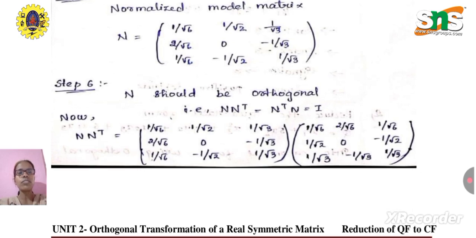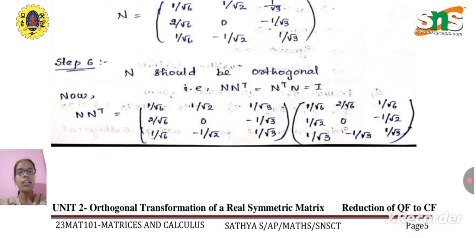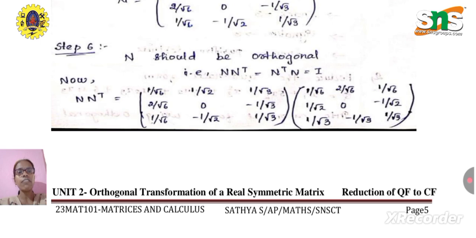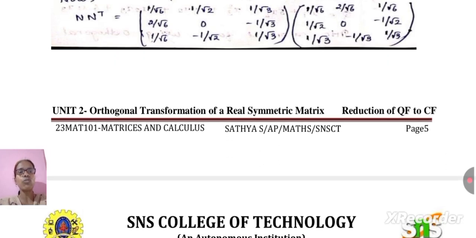First, the normalized eigenvector for x1: 1 by root 6, 2 by root 6, 1 by root 6. Second, 1 by root 2, 0, -1 by root 2. Third, 1 by root 3, -1 by root 3, 1 by root 3. So next we need to verify whether N is orthogonal, which means N transpose N equal to I. Write N as it is. N transpose means you make rows as columns. Finally we get the matrix of this form.